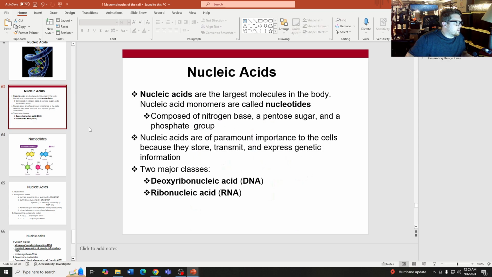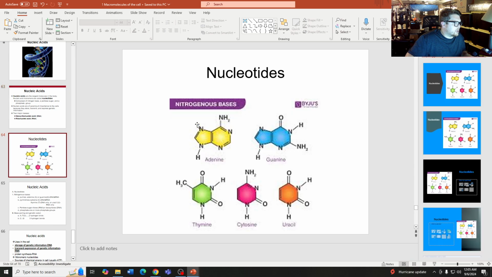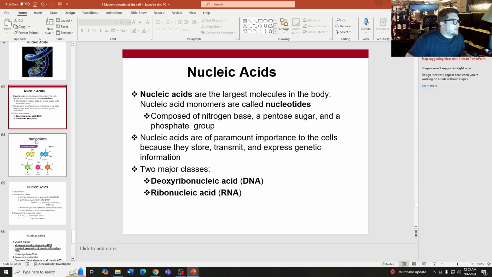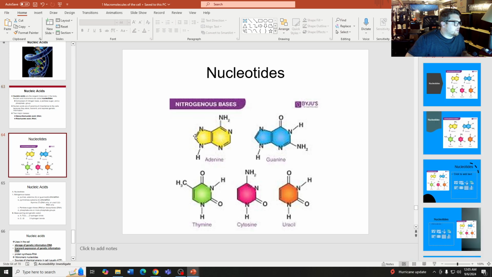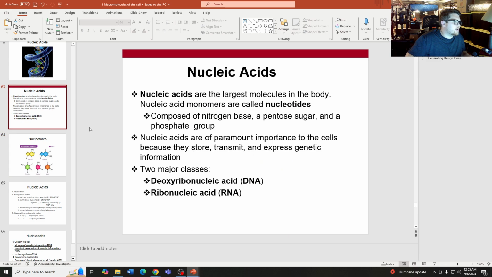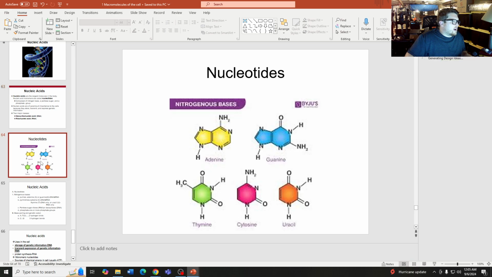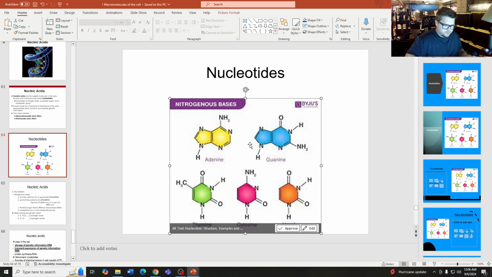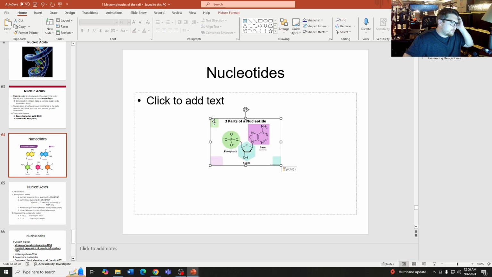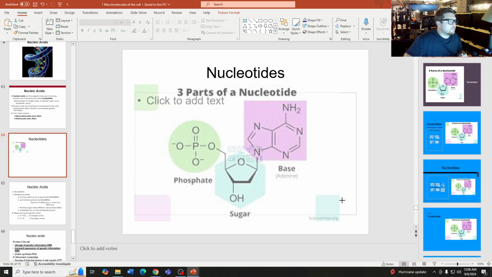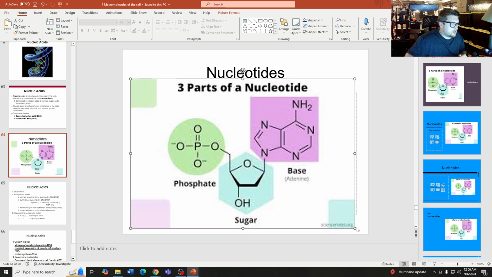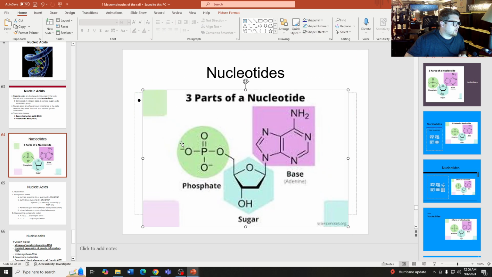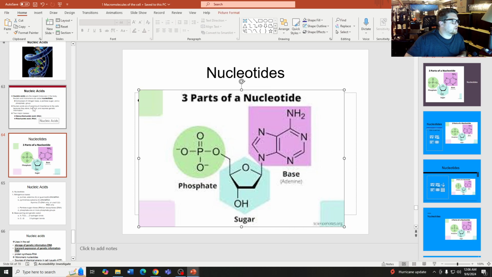There we have our nitrogen base. So nitrogen is the base. Pentose sugar. 1, 2, 3, 4, 5. These are pentose sugars. And a phosphate group. This actually you can't really see super well. Let's do this image actually. Here we go. You got the sugar, the base, and the phosphate group. That's what a nucleotide looks like.